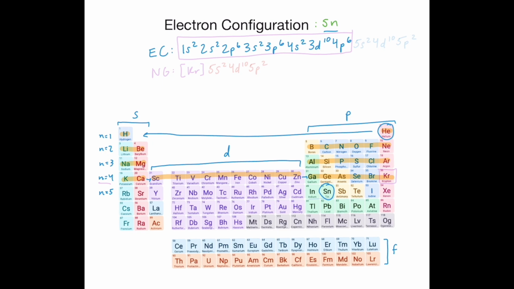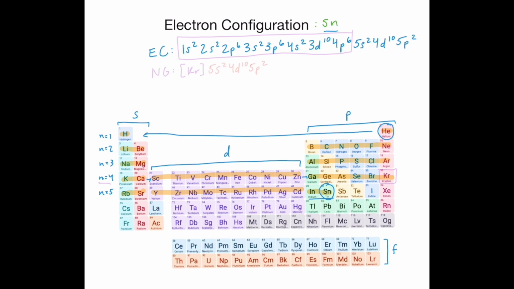So we can repeat that same pattern as the fourth energy level with 5s2, 4d10, and then 5p2.